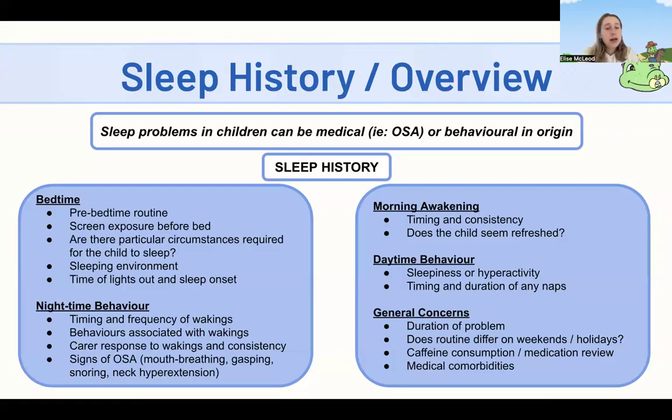And in terms of during the night, does the child wake? How often is this? How frequent? When is this? What happens when the child awakes? Are they quite scared? Do they come into the parent or caregiver's room? What does the carer do when the child wakes up? Are they encouraging the child to go back to their own bed, or are they allowing them to climb into bed with them? And are there any signs of OSA? Because OSA is a very, very common condition in children. So, are they having any mouth breathing, gasping, really loud snoring? In severe cases, are they sleeping with their neck hyperextended to open up their airways?